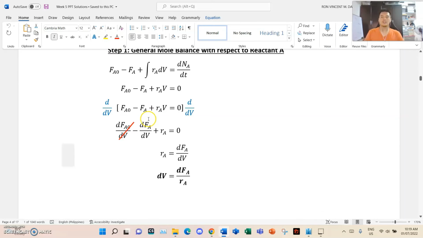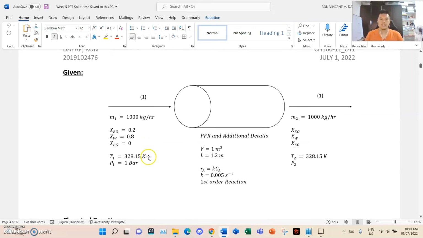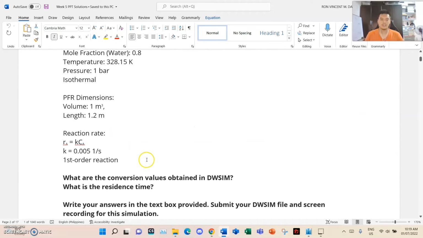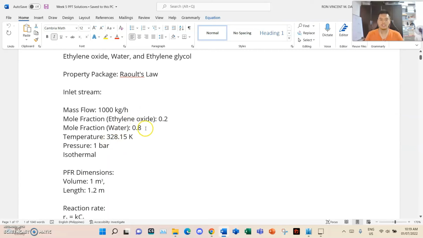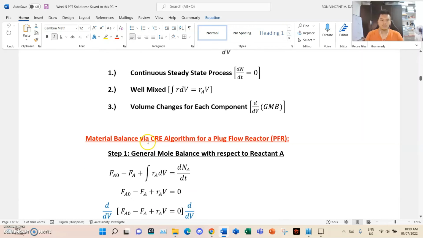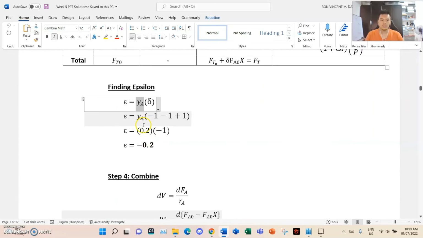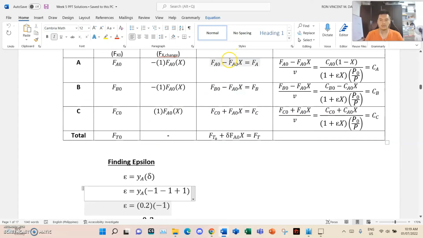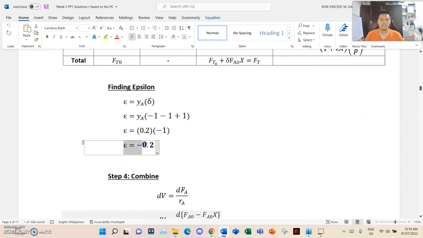According to earlier, the mole fraction of A, or ethylene oxide, is stated as 0.2. So we'll put 0.2 here, and then we will sum all of the coefficients here: -1 plus -1 plus +1 equals -1, and our epsilon will be -0.2.